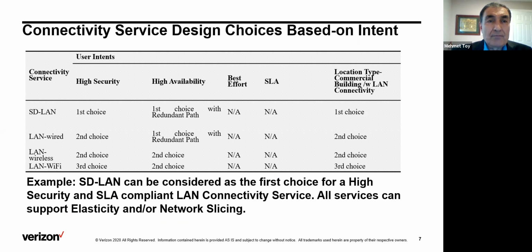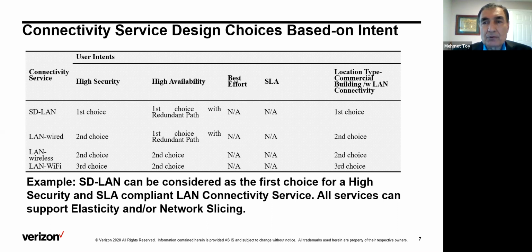Let's say I have a connectivity for a commercial building, a LAN connectivity that I would like to have. By the way, this is a very, very simple example. The purpose is really to make my point, so there is a lot behind these tables. If you look at the first column on the left, the connectivity services are, let's say, software-defined LAN, wired LAN, wireless LAN, and Wi-Fi LAN. Let's say those are the services that I have.